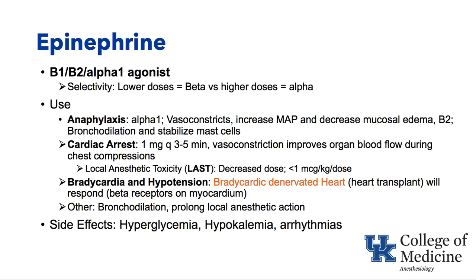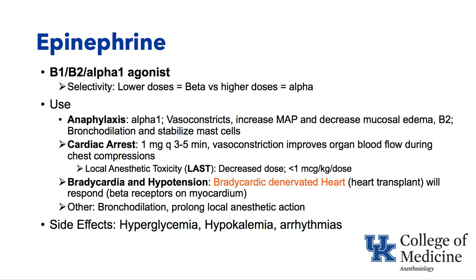Epinephrine has beta 1 and beta 2 effects as well as alpha 1 agonistic effects. At relatively low doses it tends to be beta, and at higher doses vasoconstriction or alpha. The uses of epinephrine, one is anaphylaxis.